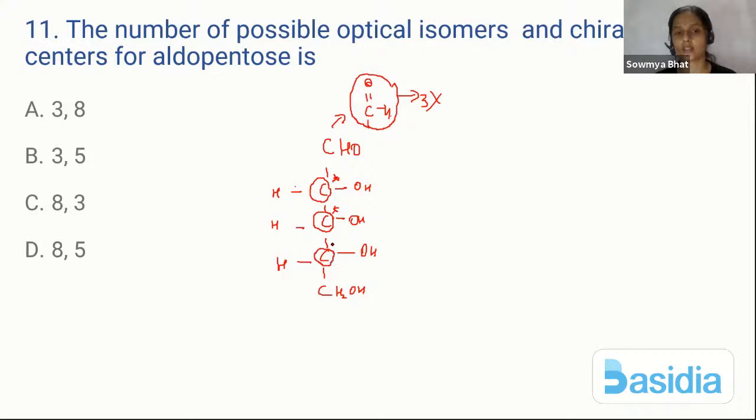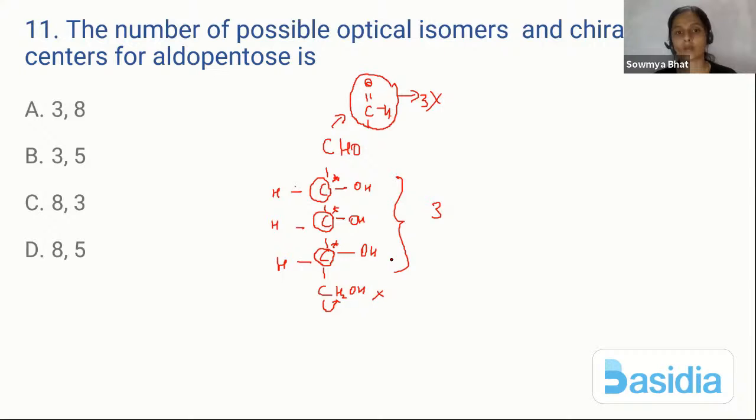And if you're going to consider this carbon, this is also attached to 3 different groups, so it can be a chiral center. But this carbon is attached to 2 hydrogens here, so this can't be a chiral center. So the possible chiral centers are 3 chiral centers. So when you say it is 3, I'm going for the second option. Don't get confused with the first one. I'm not referring to the optical isomers. I'm just referring to the chiral centers.